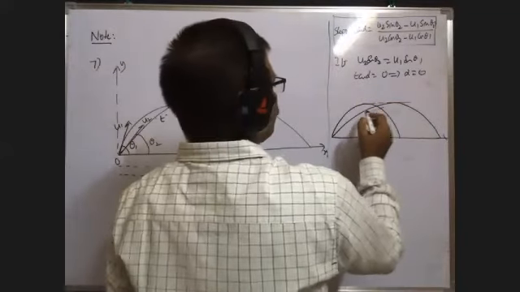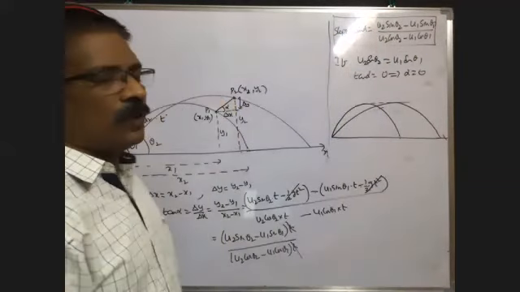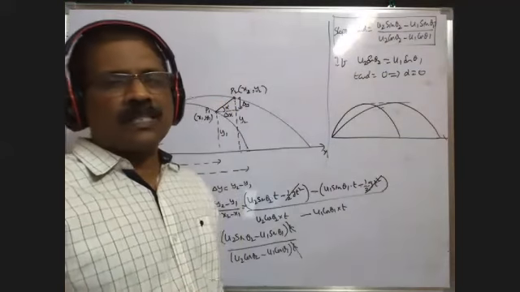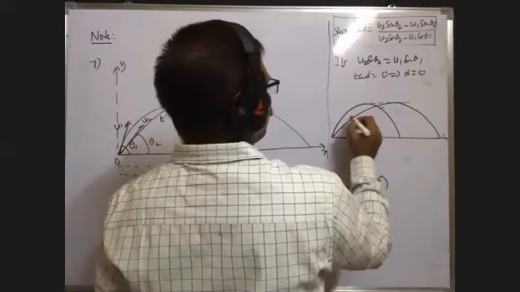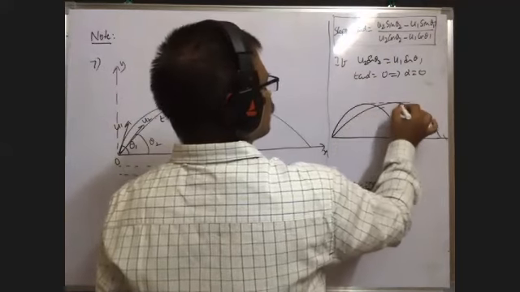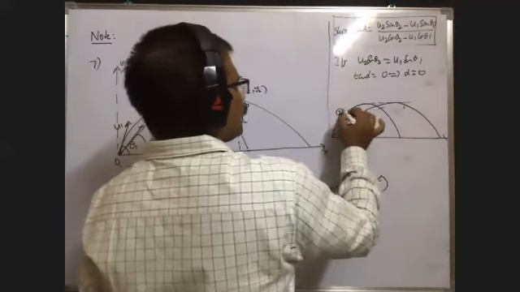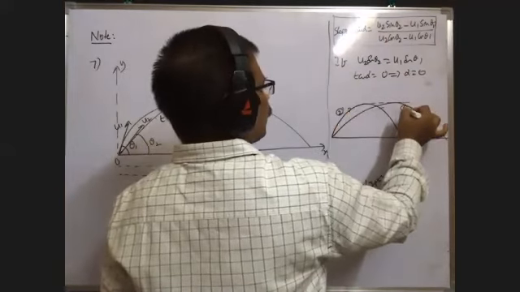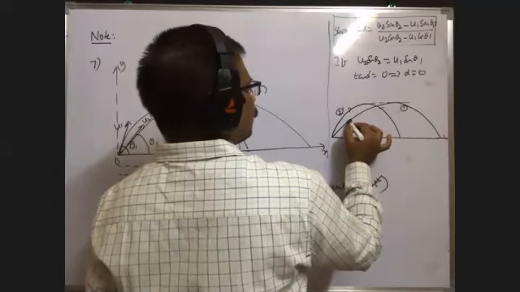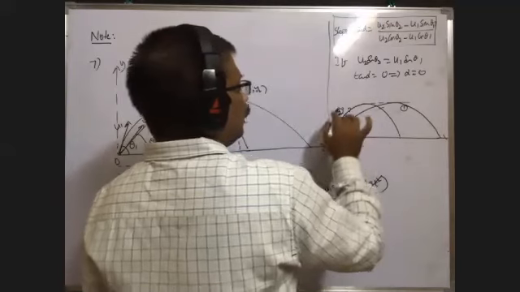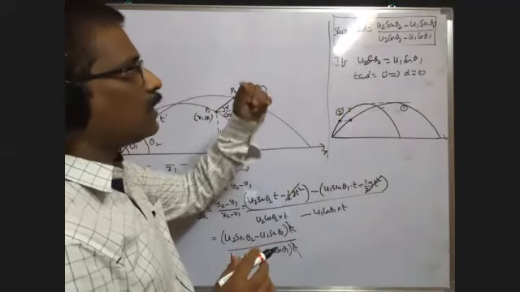Whenever the initial vertical components of velocities are equal, then at any point the vertical components of velocities are always equal. Suppose this path is for the second projectile and this path is for the first projectile. Now after any time, whenever the first projectile reaches a point here, the second projectile reaches the point here, because both are at the same height, since the vertical components of velocities are the same.